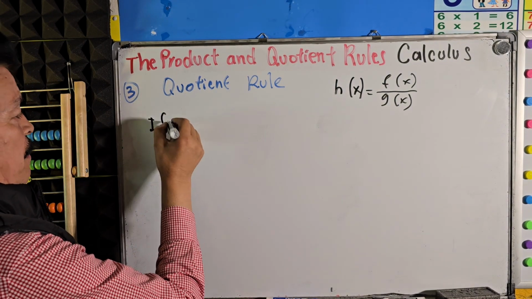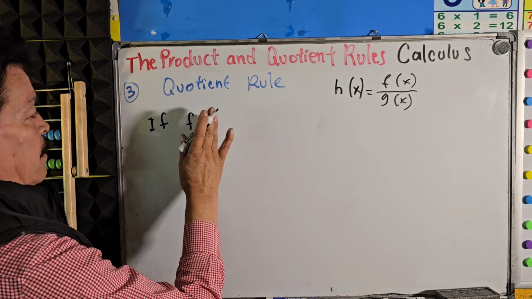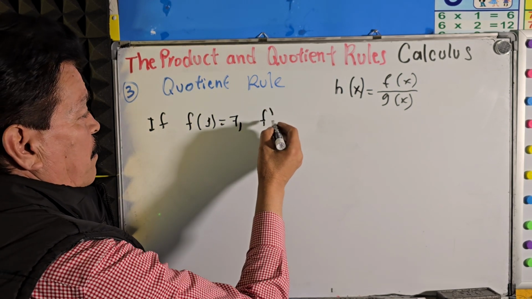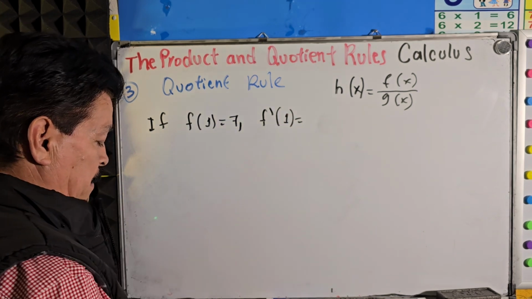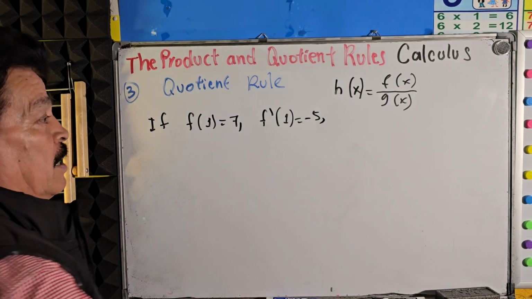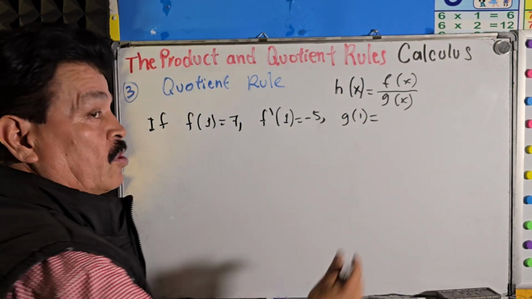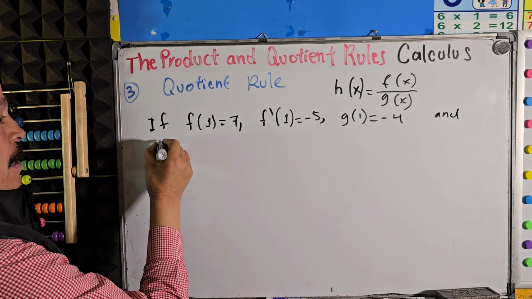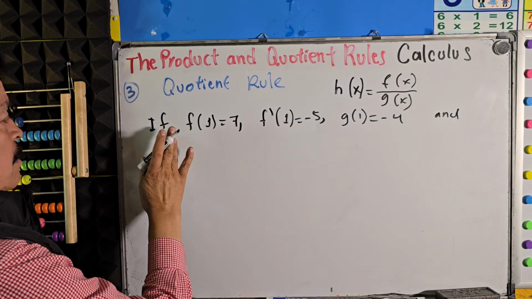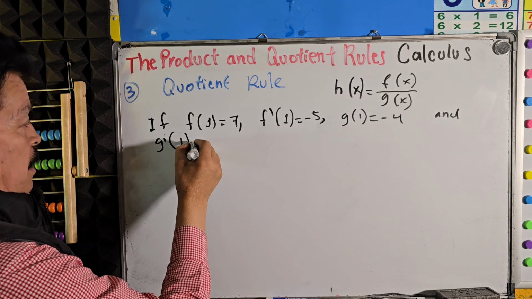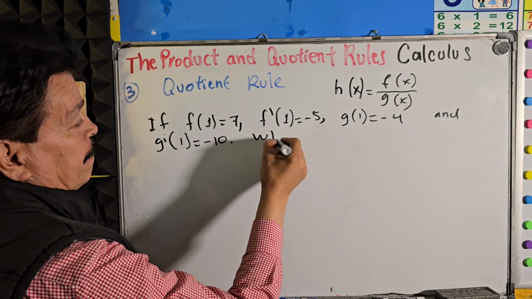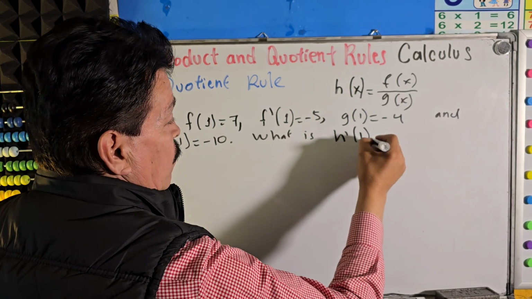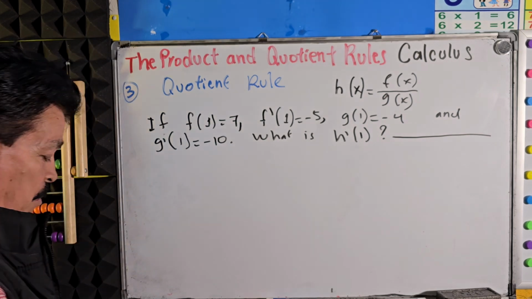So if our problem is: f of 1 equals 7, f prime of 1 equals negative 5, g of 1 equals negative 4, and g prime of 1 equals negative 10. What is h prime of 1?